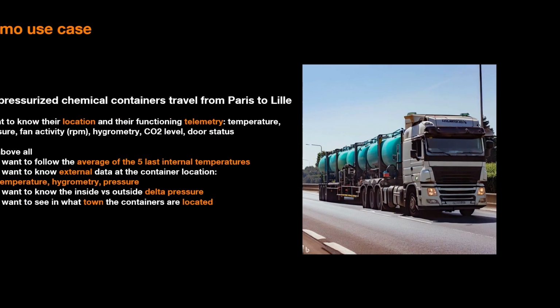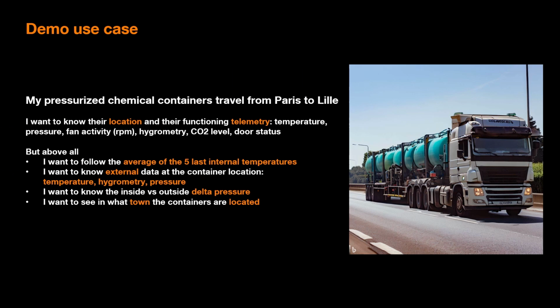Now I want to explore an interesting use case for which Node-RED might come in handy. Let's say my pressurized chemical containers travel from Paris to Lille. I want to know their GPS coordinates and functioning telemetry. These data come from a set of sensors placed on the container. But in addition to that, I want to know the average of the last 5 internal temperatures, weather conditions and the city name for the container location, and the pressure difference between inside and outside the container.